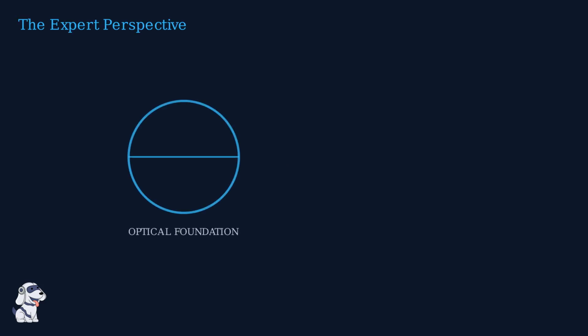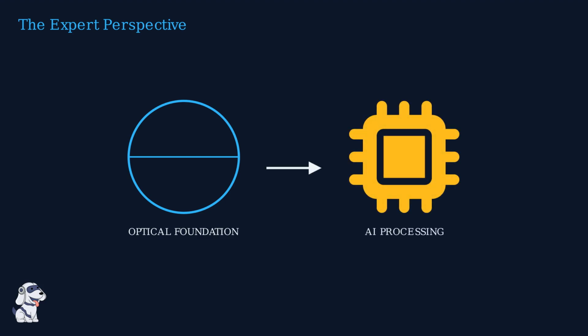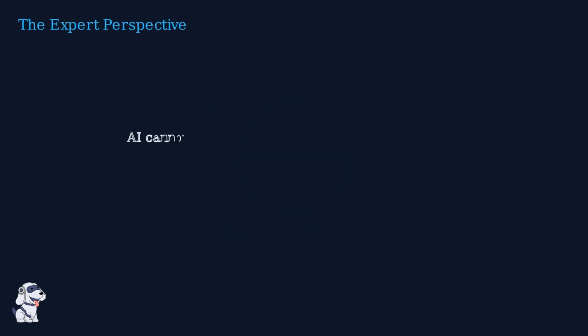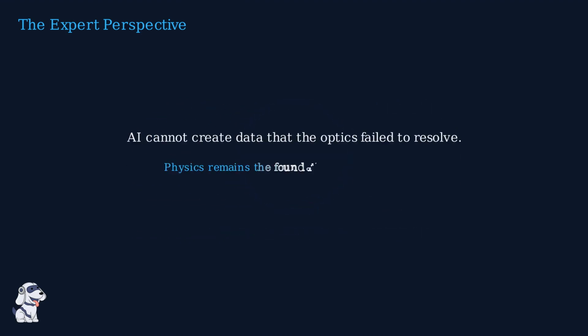In the modern laboratory, digital tools like AI are revolutionary. But experts agree, AI is only as good as the physical data it receives. An AI algorithm can only interpret what the high-quality optics have captured first. Physics remains the king of the microscopic world. AI cannot create data that the optics failed to resolve. Physics remains the ultimate foundation of all microscopy.